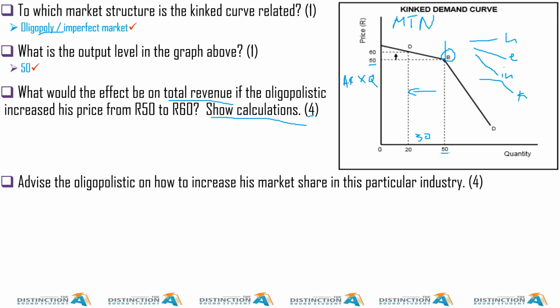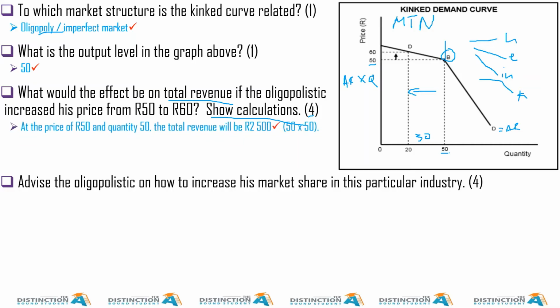So our average revenue is what? Oh, if you don't know where average revenue is, D is equal to AR. Okay, all right, so it will be 50 times 50. That is what you get now. And then 20 times 60. So let's see when we calculate.